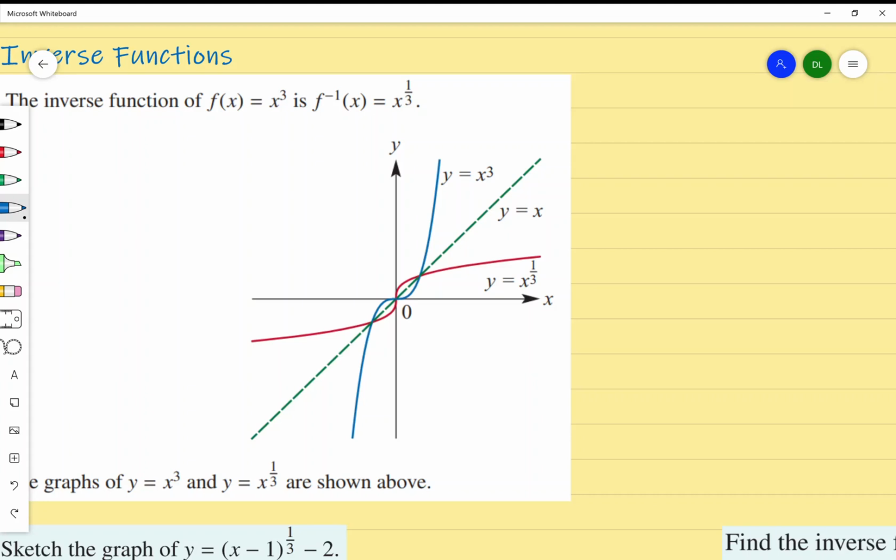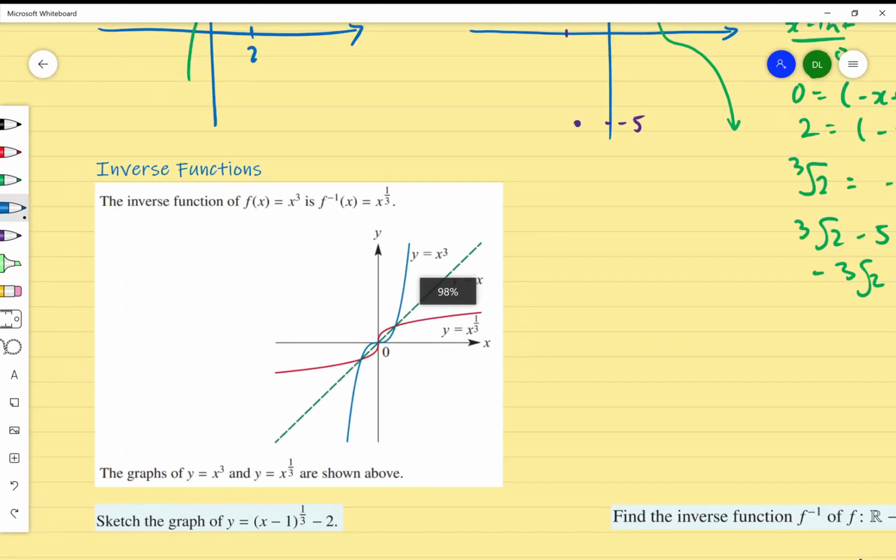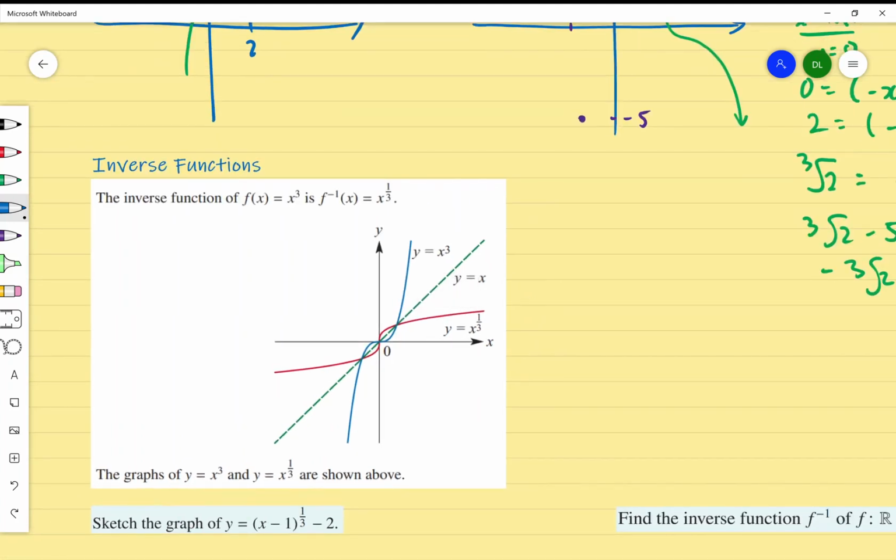I'm not going to go through sketching the inverse of that today, but I do want you to focus on that concept. Inverse functions are found by switching the positions of y and x, and the graphical representation is that we're mirroring it across the y equals x line.